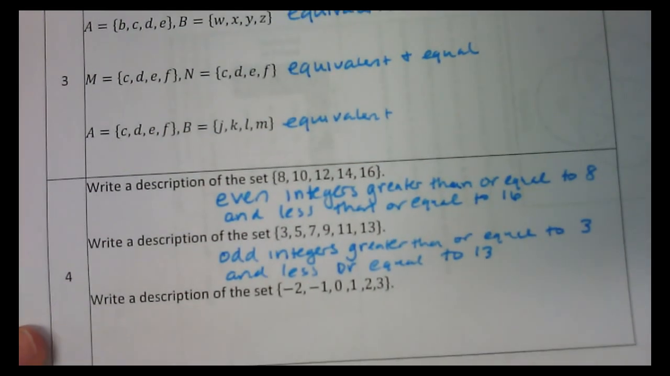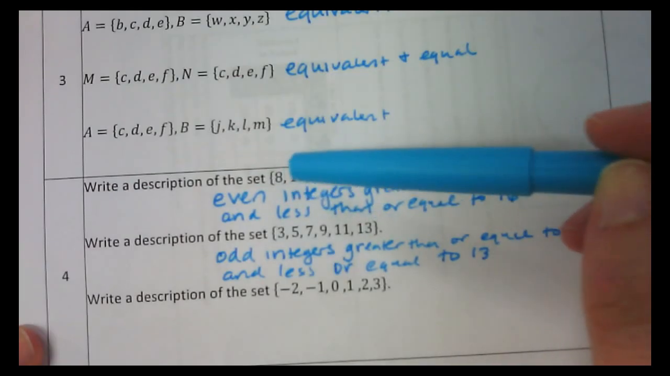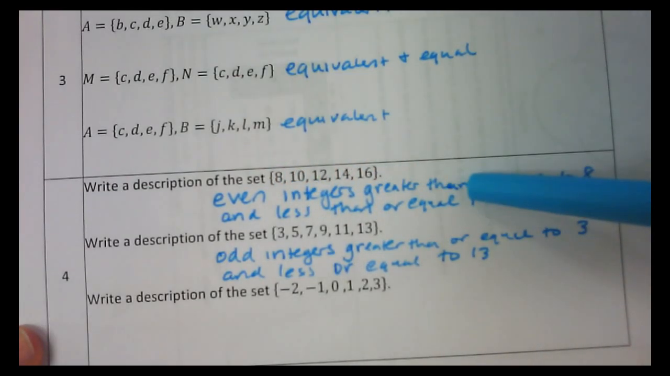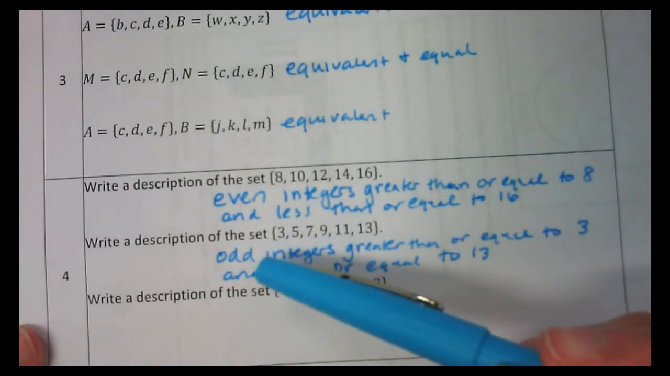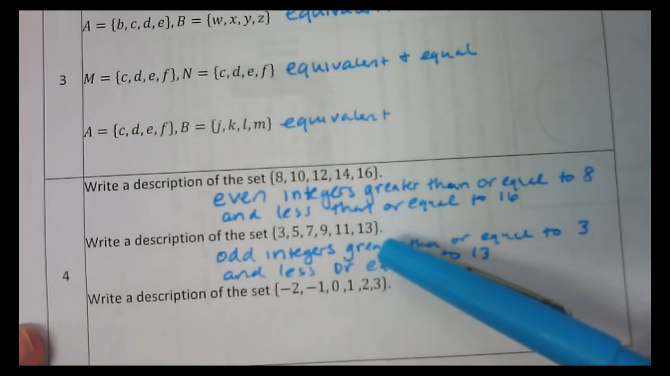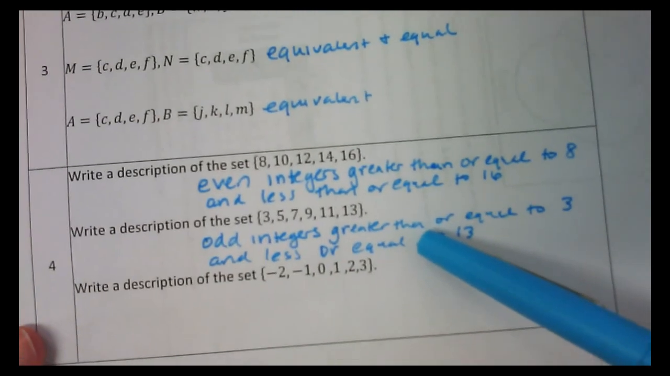Now there's more than one way you could answer these questions. Like for example, for this first one, I could have said even integers greater than 6 and less than 18. That would have worked too. For this one, I could have said odd integers greater than 1 and less than 15. That works too. So sometimes there's more than one way you could describe this set.